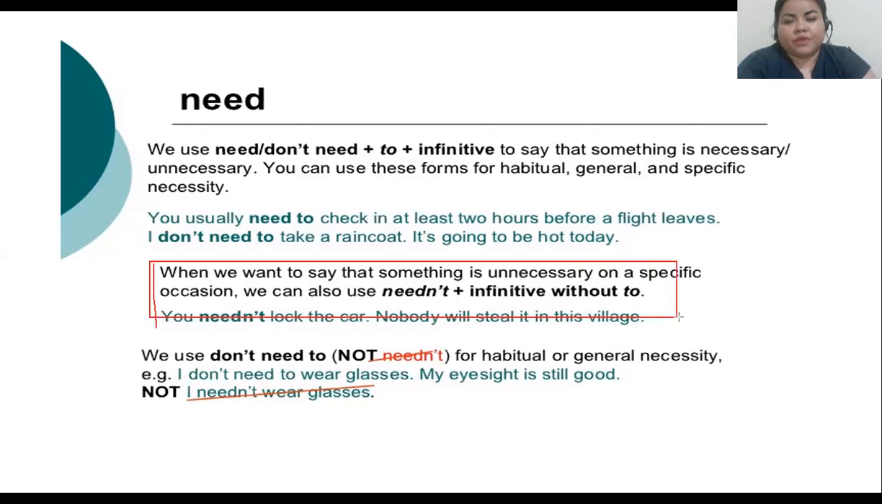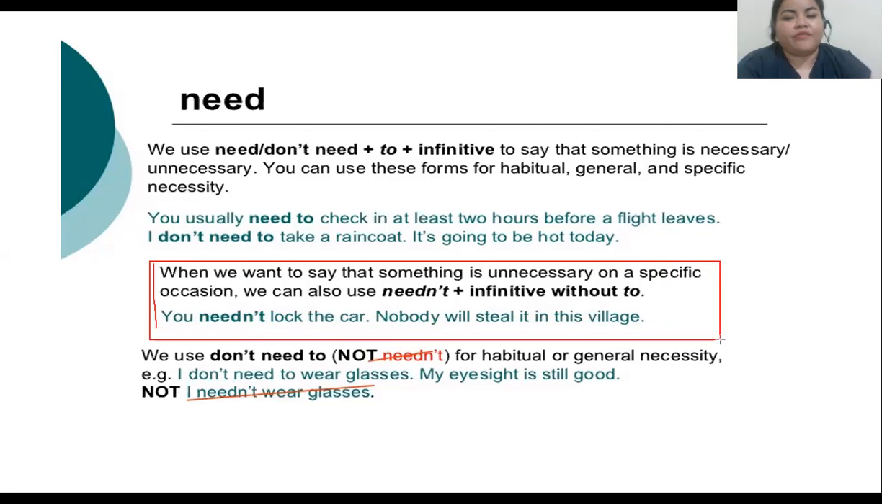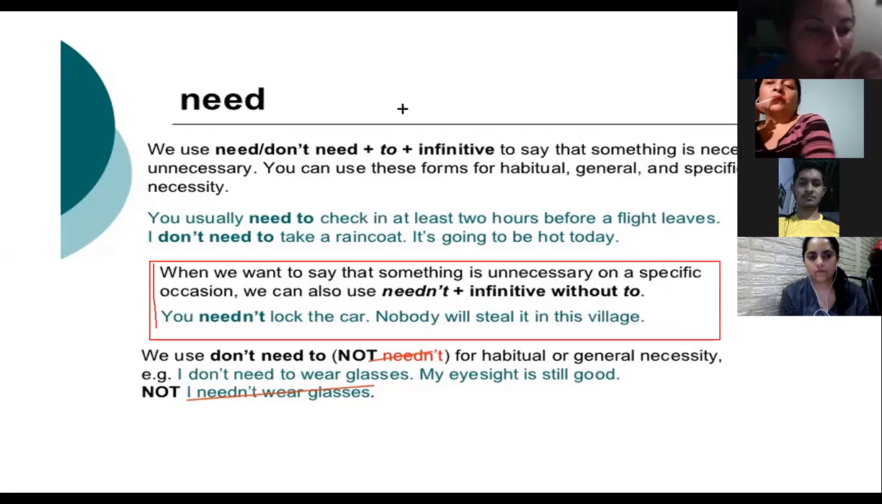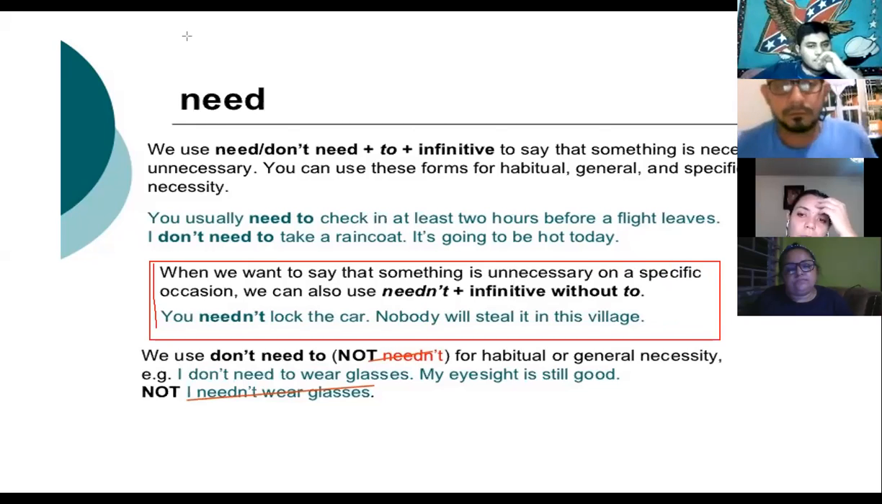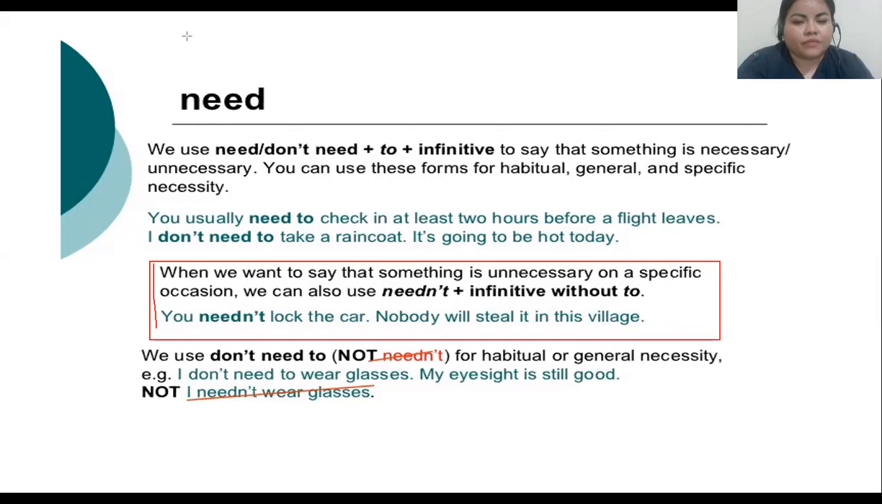María Concepción, can you please read this paragraph? When we want to say that something is unnecessary on a specific occasion, we can also use need plus infinitive without to. Okay, very good, very good.